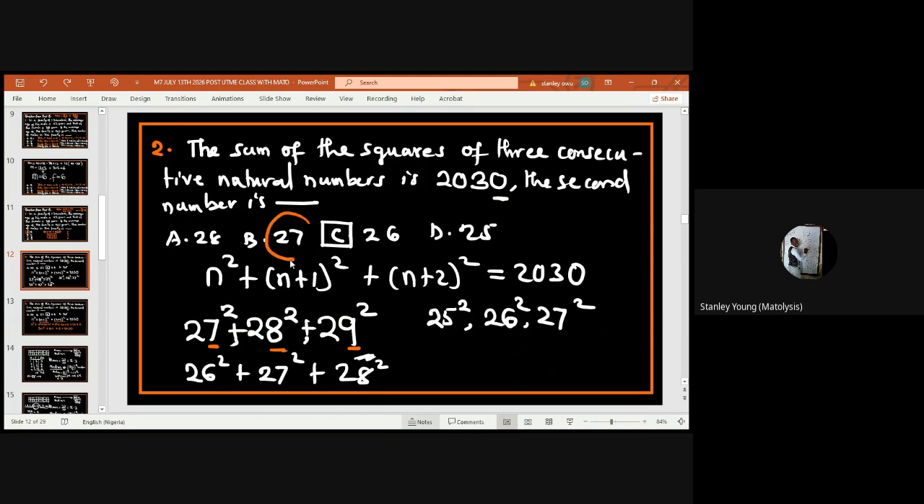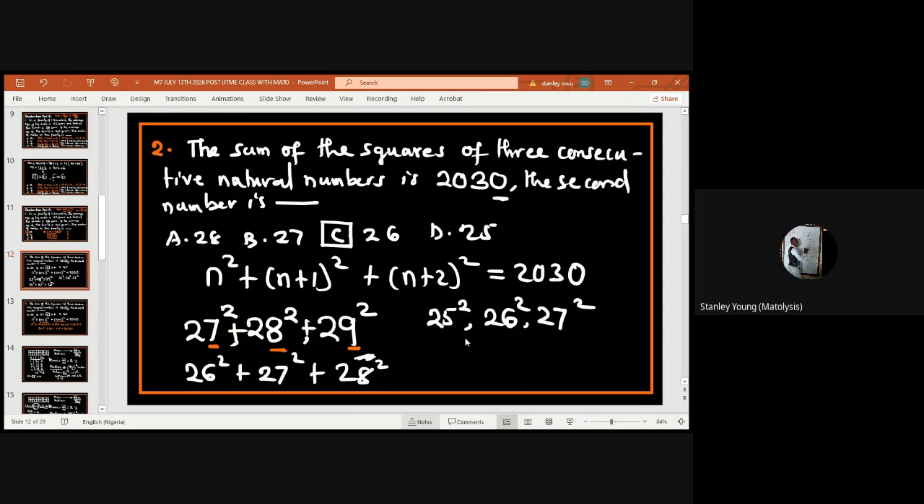If you look at 27, if 27 is at the middle, it means to the left and right, we have 26 square and 28 square. 6 square is 36, ending in 6. 7 square is 49, ending in 9. 8 square is 64, ending in 4. Adding this together will give you 19. It's not ending in 0, so it cannot be the answer.